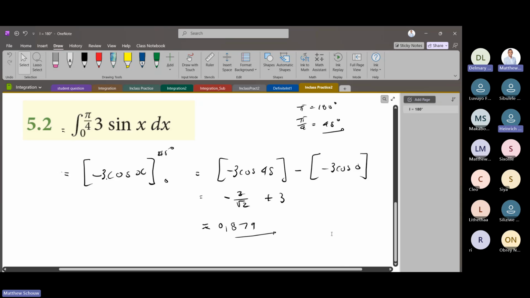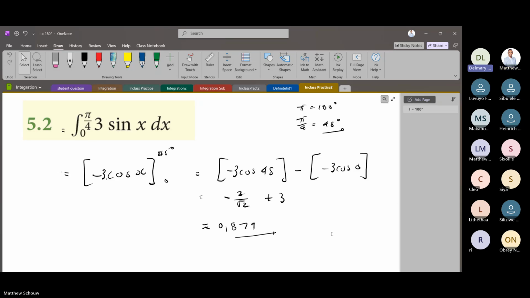Okay, let me just have it. Negative 3 cos 45, I'm doing it again. Plus 3 cos 0, right? Cos 0, yeah, 0.